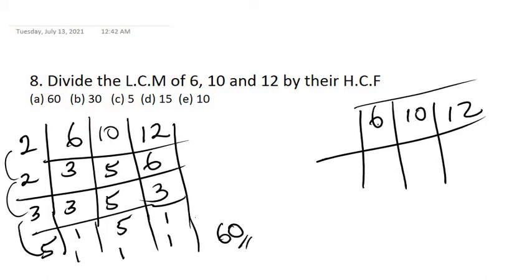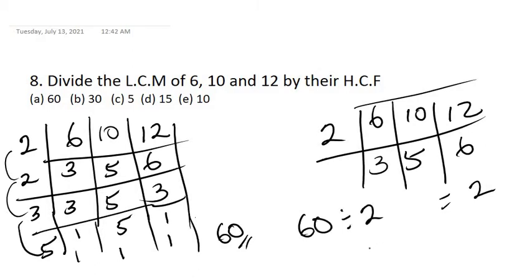Now, to solve for HCF, we need to think of a number that must be able to divide all the numbers involved. So I'm going to start with 2. 6 divided by 2, 3. 10 divided by 2, 5. 12 divided by 2, 6. Can you think of any other number that can divide 3, 5, 6 without a remainder? No. So the HCF is 2. Divide now. 60, divide the LCM by the HCF, divide by 2, will give me 30 as my answer, which is B.